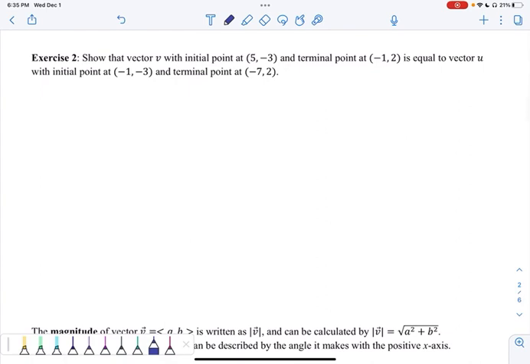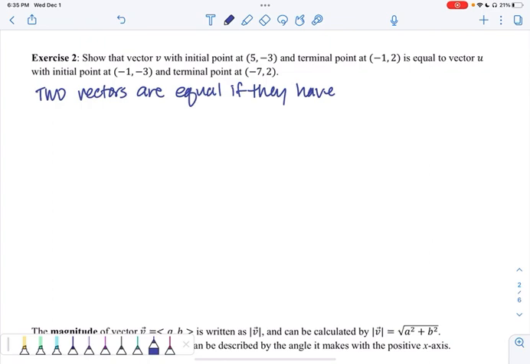Now show that the vector v with this initial point and terminal point is equal to vector u with this initial point and terminal point. So how can we show two vectors are equal? Well, so far we said that two vectors are equal if they have the same position vector.